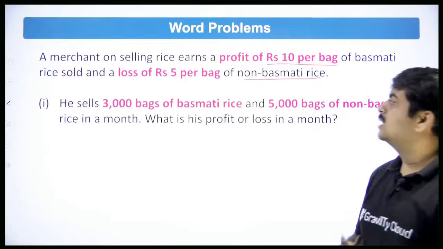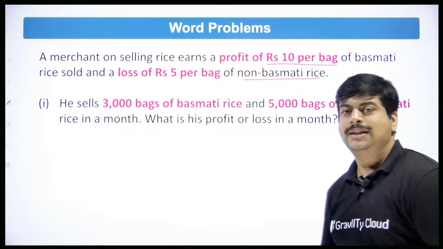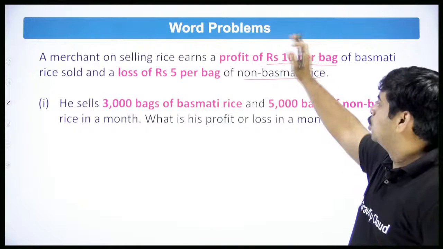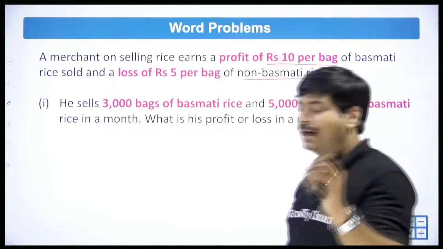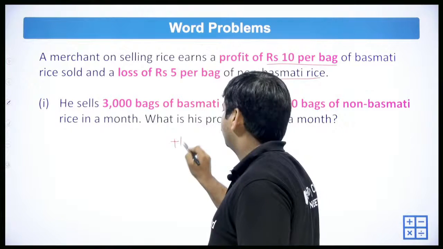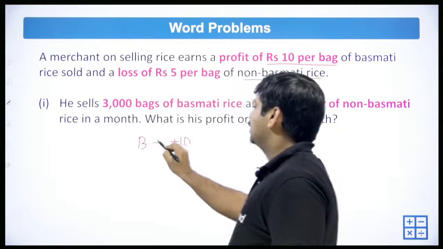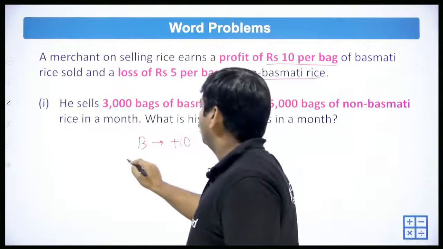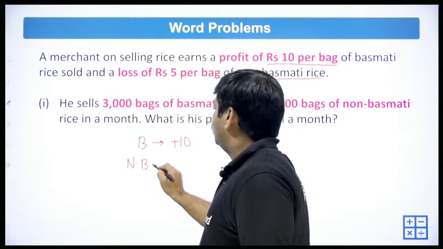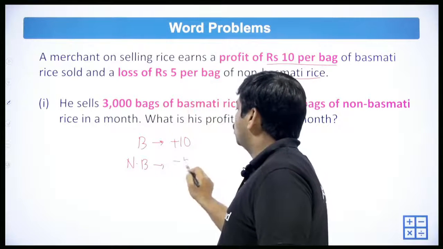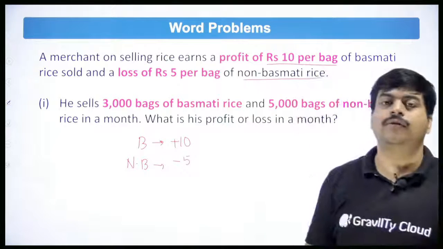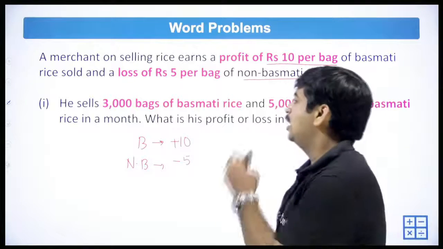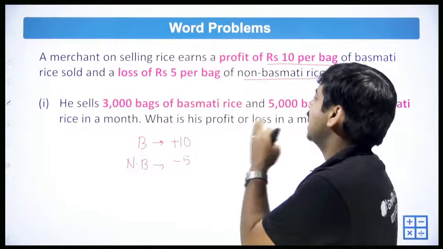So a merchant is selling both basmati and non-basmati. How many bags? We still don't know that, okay? So for a basmati bag, he is getting plus 10 as a profit. And a loss of rupees 5 per bag for non-basmati. Loss is in the reverse direction of profit, so we keep a negative 5, right? So the point here is he sells 3,000 bags of basmati rice.